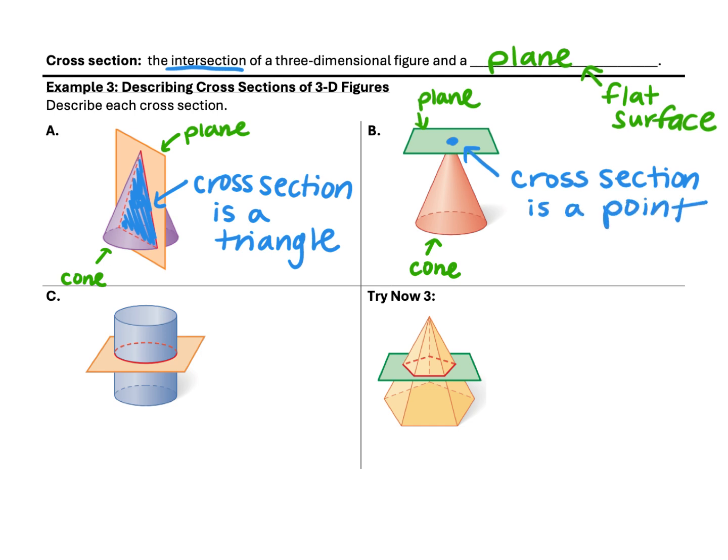In figure C, we switch 3D figures. Now we have a cylinder, and the plane is going through the cylinder. Look at where they overlap. Look at the shape of the cross-section. It's this shape right here, and you can see that that is a circle.